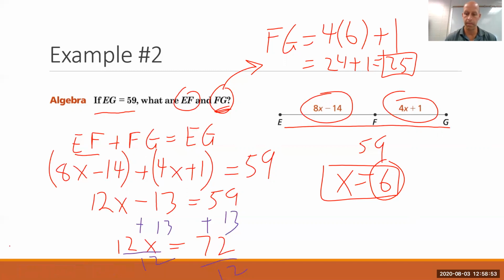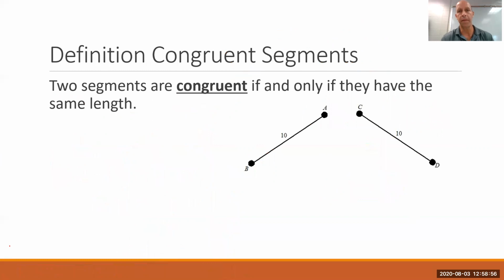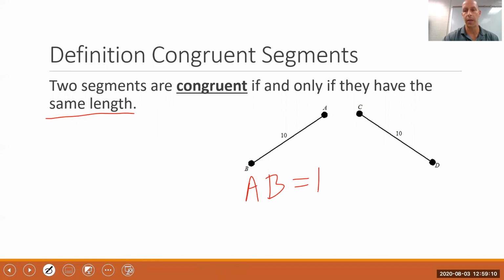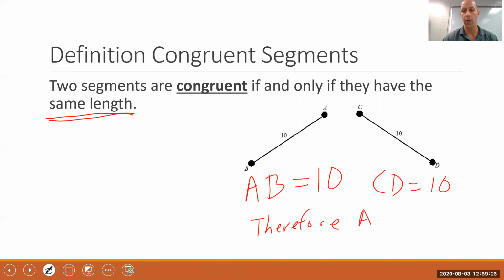Okay, moving on. Definition of congruent segments. We basically say that two segments are congruent if they have the same length. So let's look at segment AB's length. What is the length of segment AB? It's 10. What is the length of segment CD? Well, it turns out it's 10. Do they have the same length? Yes. Therefore, they are congruent. Now we write it this way. We say that AB is congruent to CD.